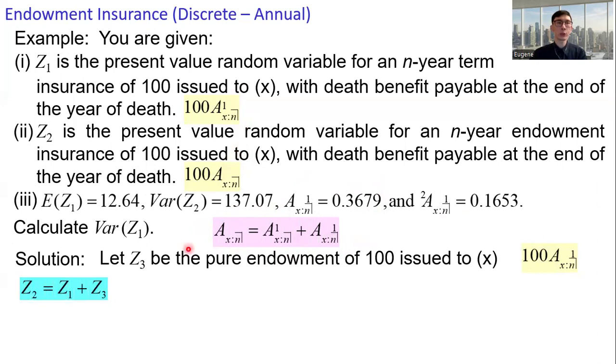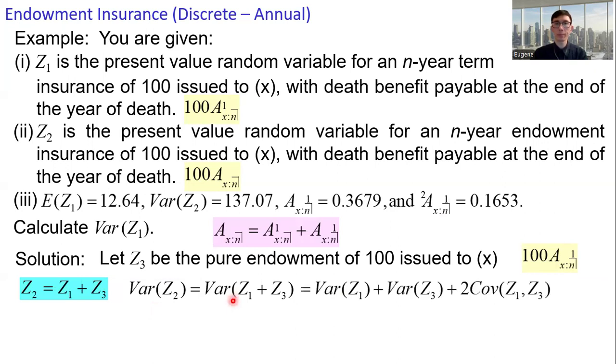So we have Z2, the endowment insurance, equals Z1 plus Z3. Z1 is the end-year term insurance, and Z3 is the end-year pure endowment. To get the variance of Z2, which equals the variance of Z1 plus Z3, we get the variance of Z1, this is the quantity we need to get, plus the variance of Z3 plus the covariance term, 2 times the covariance of Z1 and Z3.